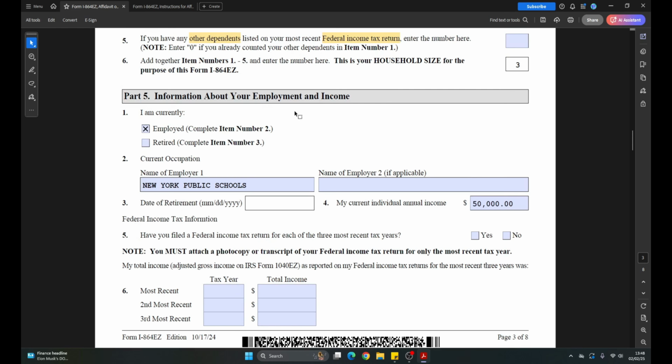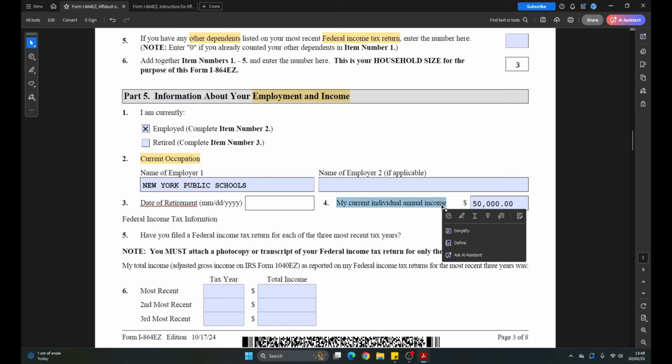Next, proceeding to the employment and income information of the petitioner, indicate if you are employed or retired. If you are employed, provide your current occupation. And if you have two employers, you can provide them here. And provide your current individual income. If you are retired, provide the date since when you retired.